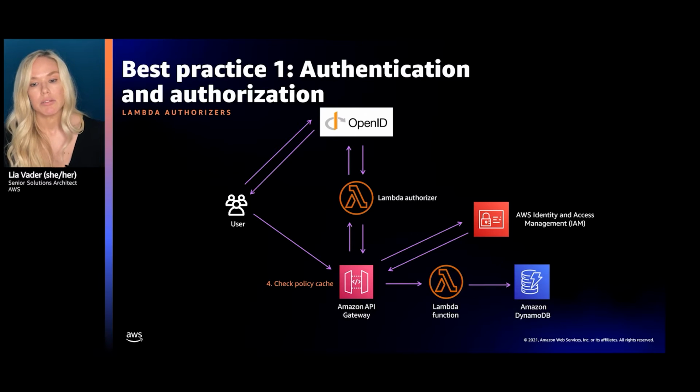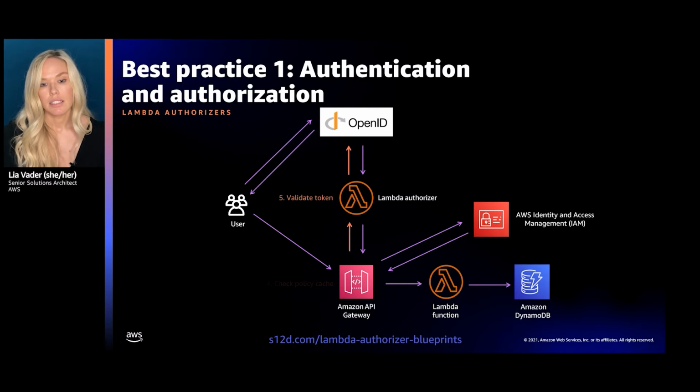API gateway will first check its cache and see if there's a policy stored there for that token. If not, it invokes your Lambda authorizer function. And if you're unsure about how to write that function, I actually have a link at the bottom for you. We have some great blueprints that can get you started with some boilerplate code, and then you just add your own custom business logic.